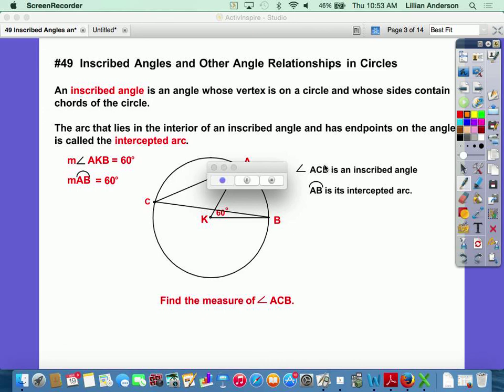3 parts on this one. All right, so 3 parts? Yes. Oh, man. An inscribed angle and other angle relationships in a circle.